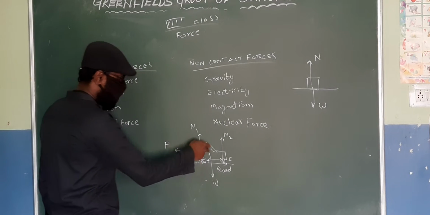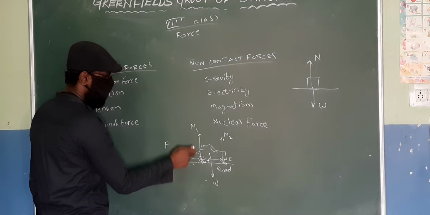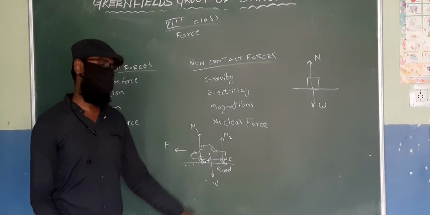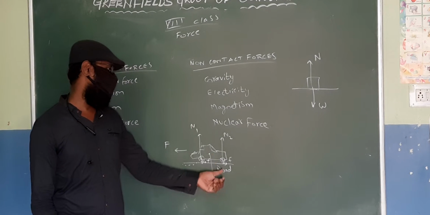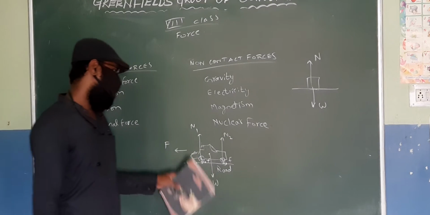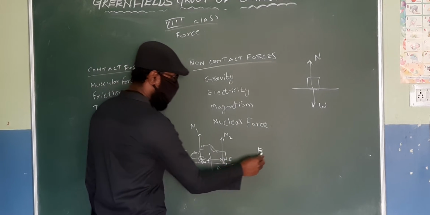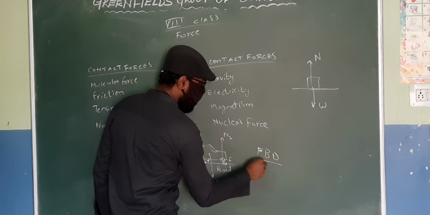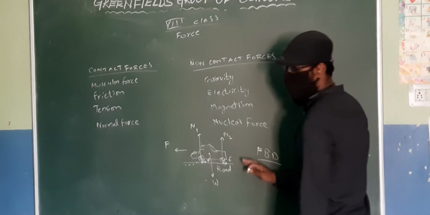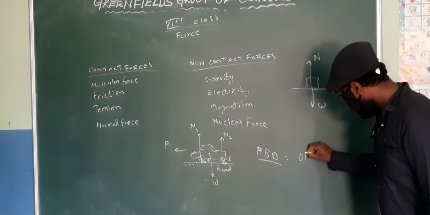And since the car is neither moving down nor moving up, that means the downward weight of the car is balanced by the upward forces exerted by the surface. These upward forces exerted by the surface are called normal forces. And the diagram in which you draw all the forces acting on the body is called a free body diagram.